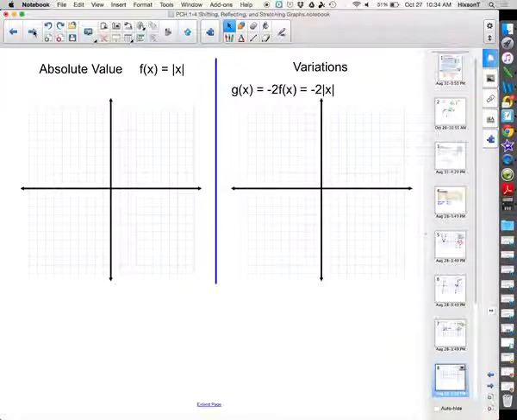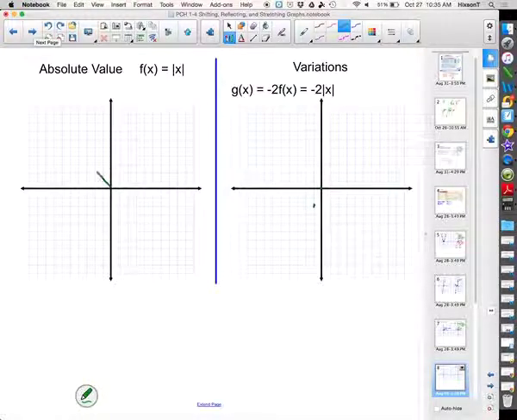Would anyone like to put up their final answer while some others finish? Is anyone done and want to put up their results? I don't know if I got it right, but. Should I do both or just that? You could just do the variation. Okay.